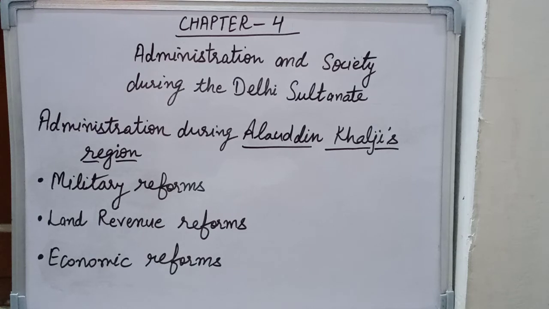A market superintendent called Shahna-i-Mandi was appointed to keep a check on market prices and ensure a regular flow of grains into the market and the granary. So he appointed an official who could give him information about all the things happening in the market.